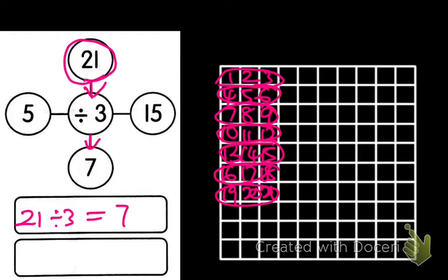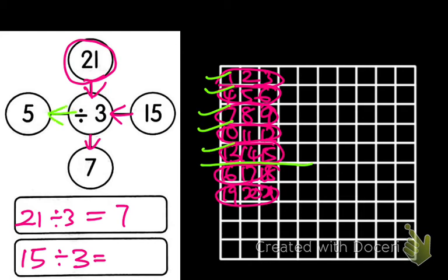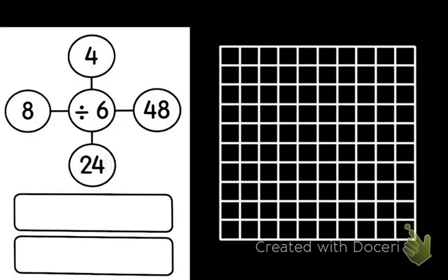Okay, now 15 divide by 3. Okay, let's check the answer. Okay, 15 is, we use the same. 1 is over here. Okay, this is the limit. So how many groups? 1, 2, 3, 4, 5. Okay. Next one.